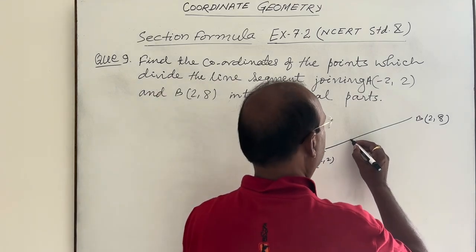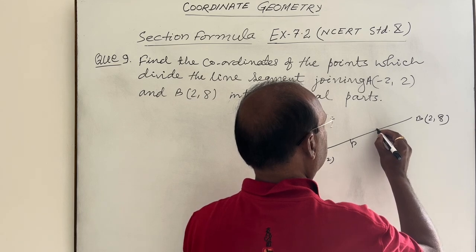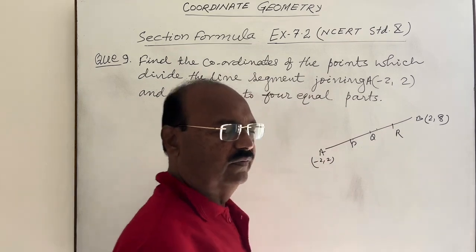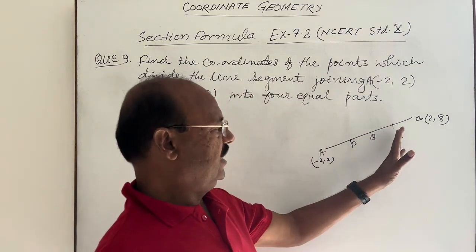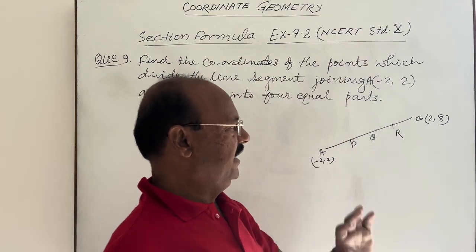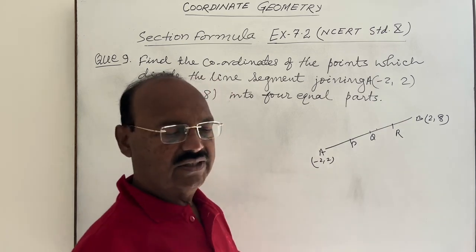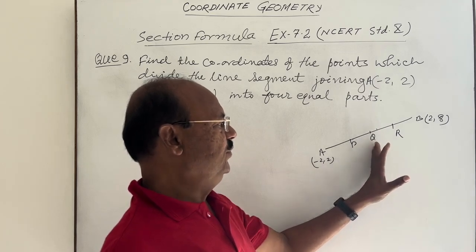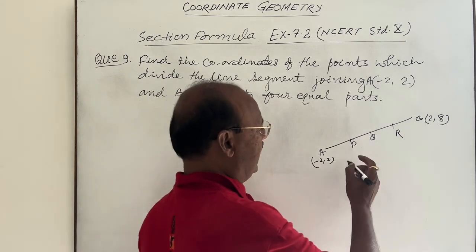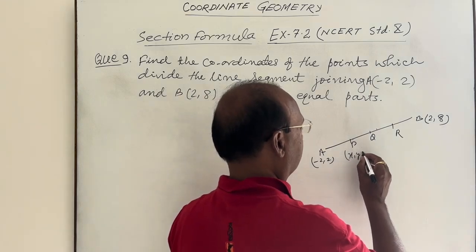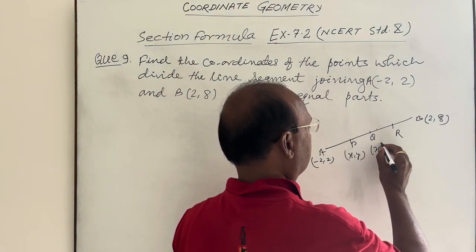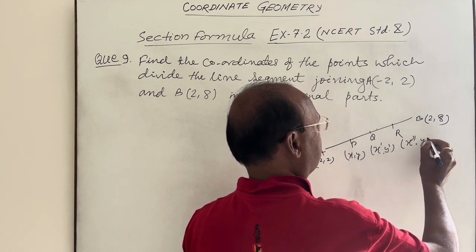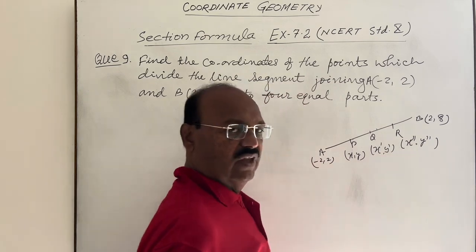Suppose this is point P, this is point Q, and this is point R. Points P, Q and R divide the line segment AB into 4 equal parts. Here we have to find the coordinates of these points P, Q and R. Suppose P has coordinates x, y, Q has coordinates x dash, y dash, and R has coordinates x double dash and y double dash.